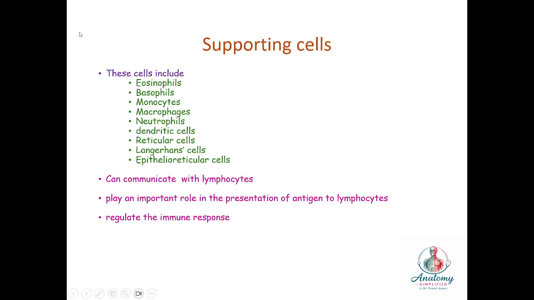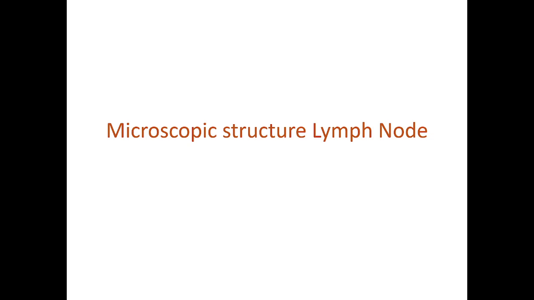The other cells present in lymphatic tissue are called supporting cells. They include eosinophils, basophils, monocytes, macrophages, neutrophils, dendritic cells, reticular cells, Langhans cells, and epithelio-reticular cells. What is their function? They can communicate with lymphocytes. Together with lymphocytes, they play an important role in presentation of antigen to the lymphocytes and they help in regulation of immune response. So they are required in lymphoid tissue along with lymphocytes.